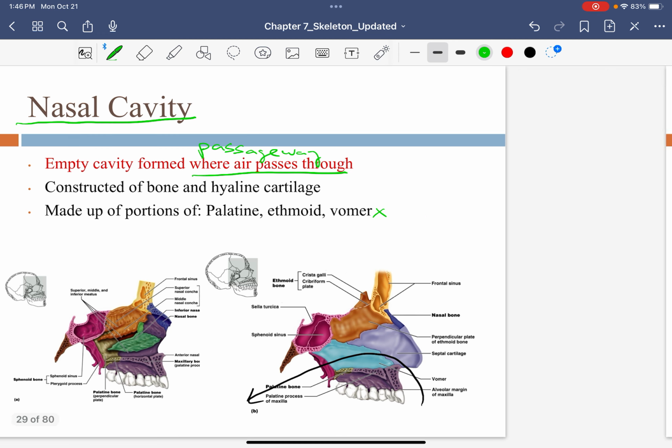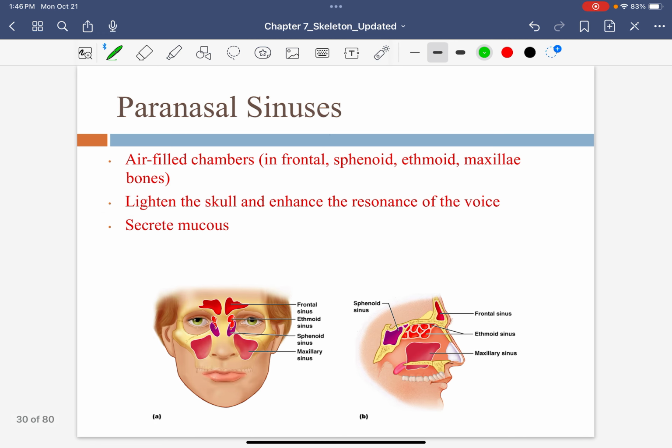On the other hand, a sinus is an air-filled chamber in a bone. A sinus is an air-filled chamber, or I'm going to show you a better picture in a moment. Sometimes people like hollow area in bone better. So whether you want to call it an air-filled chamber or a hollow area.